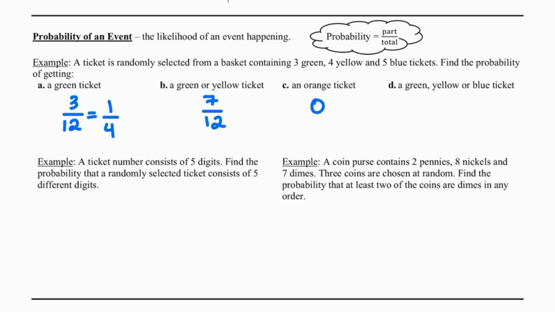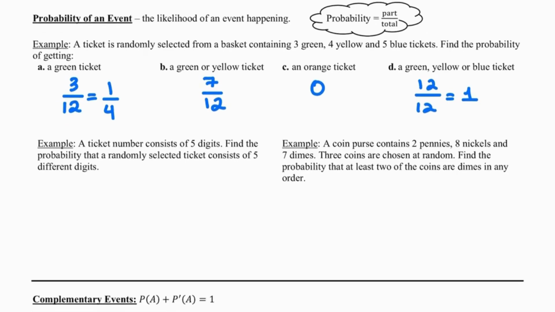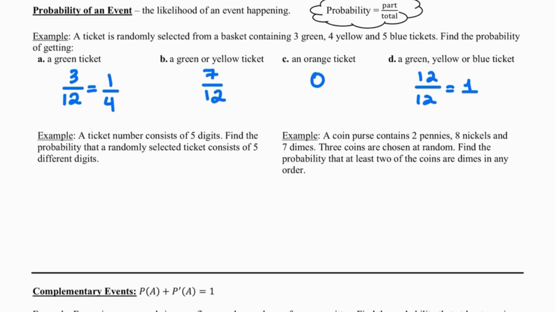Well, what is the probability of getting green, yellow, or blue? Well, that's all of the colors that we have here. So that's 12 out of 12, or 1. So 0 means that it never happens. 1 means that it always happens. Now, there are going to be some tricky questions out there that you have to think about.